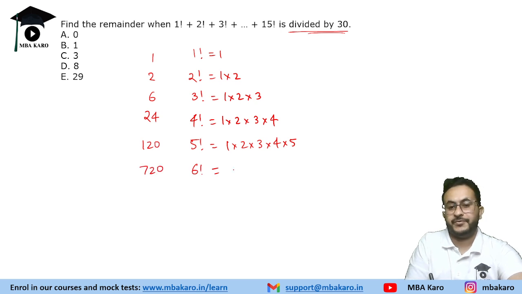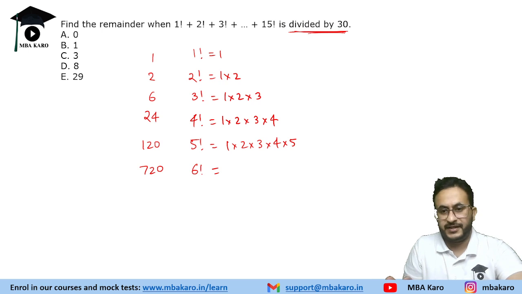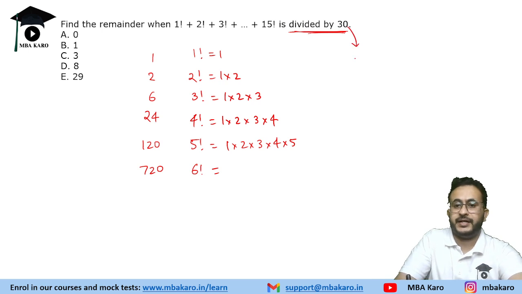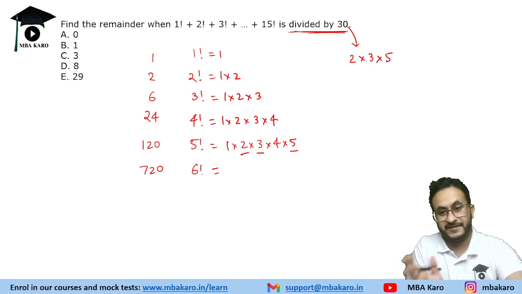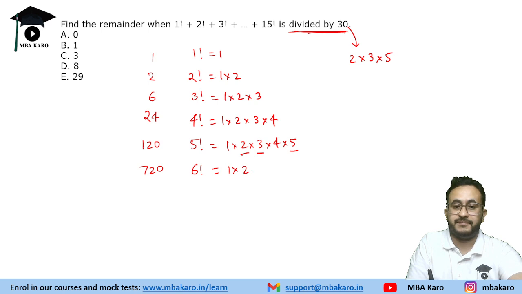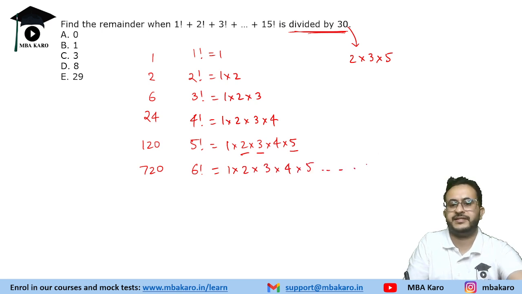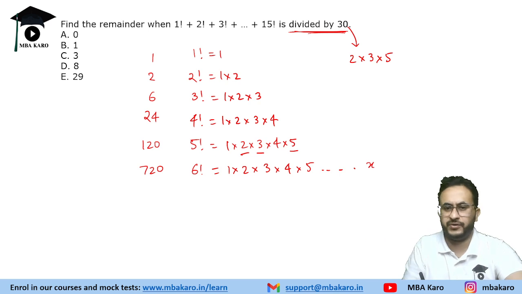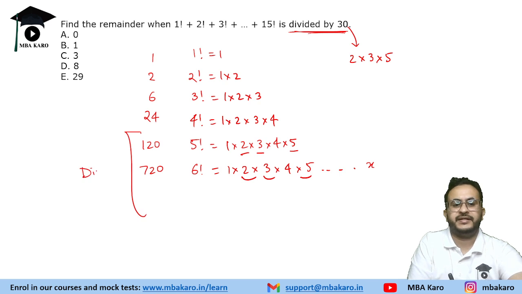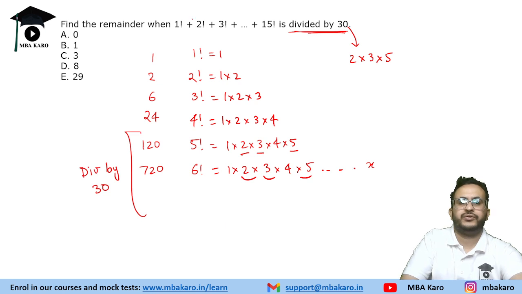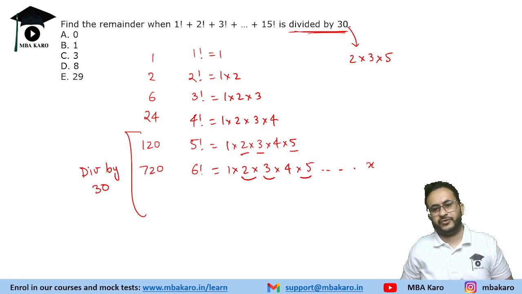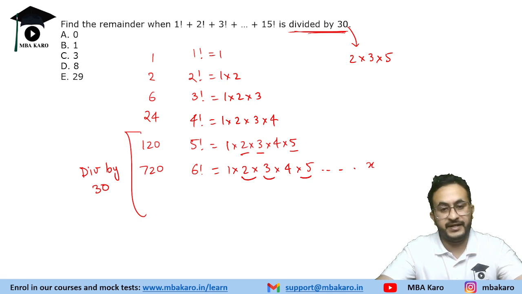Now see this thing. We have to divide by 30, right? 30 can be broken like 2 into 3 into 5. Now it is 2 into 3 into 5 divisible by 30. Now when you take larger numbers, any larger number than this, after 5 factorial, even if you take, let us say 6 factorial, 7 factorial, 2, 3, 5 are already present, right? So all these numbers are divisible by 30, right? So you have to count just till 4 factorial. Beyond 4 factorial, all the numbers are divisible by 30.